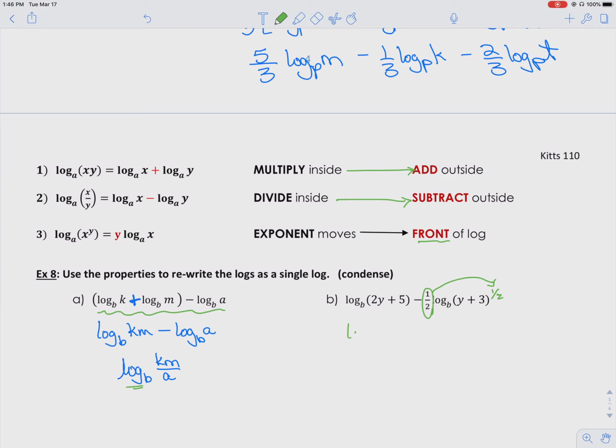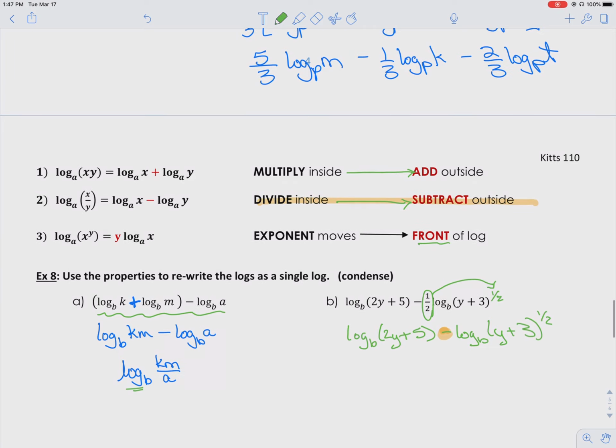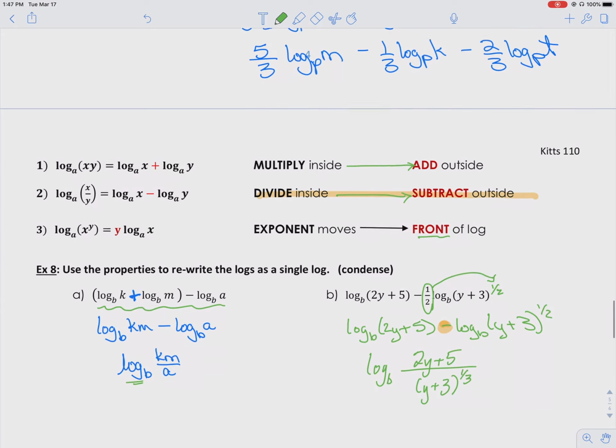So that would just give us log base b of 2y plus 5 minus log base b of y plus 3 to the 1/2 power. And then really we only have one more thing to take care of, and that is that minus sign. Remember, minus means we're going to divide. So I'm just going to take this and just have one log base b, and on top I'll have 2y plus 5, and on the bottom I'll have the y plus 3 to the 1/3 power. And that's it. That's condensing.